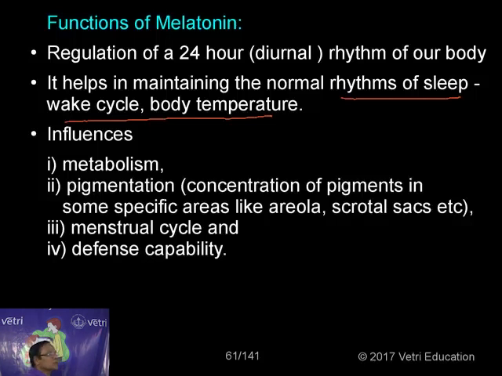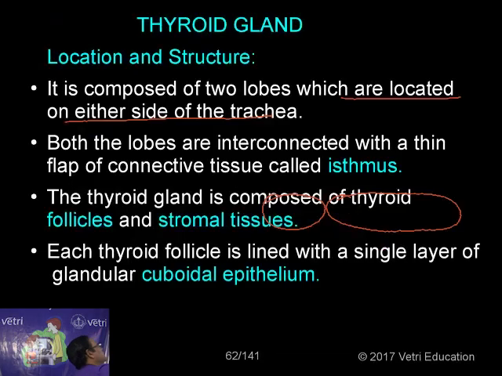It also influences metabolism. As the name implies, it is responsible for the dispersal of the melanin pigment on the surface of the skin, that is, pigmentation. The pigmentation of the skin is more concentrated in some specific areas, for example, in females the mammary gland areolar region, and in males the scrotal sacs. These areas are darker in color. This is because of the dispersal of the melanin pigment brought about by the hormone melatonin. It also regulates the menstrual cycle. In females, if this hormone is not secreted properly, they have an abnormal menstrual cycle. It also gives defense ability against various structures.